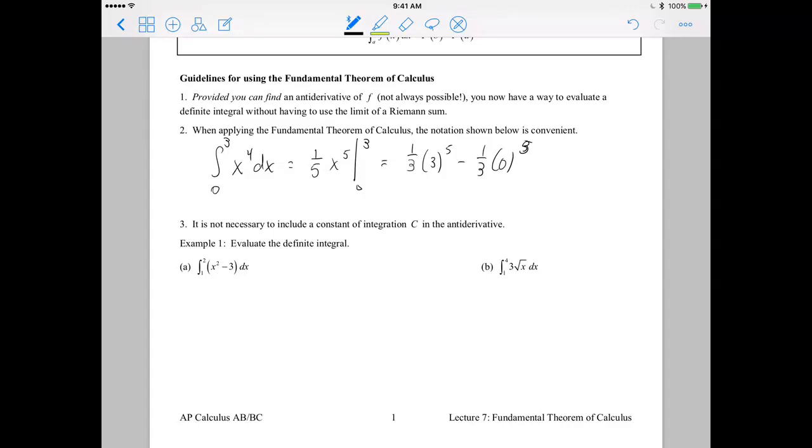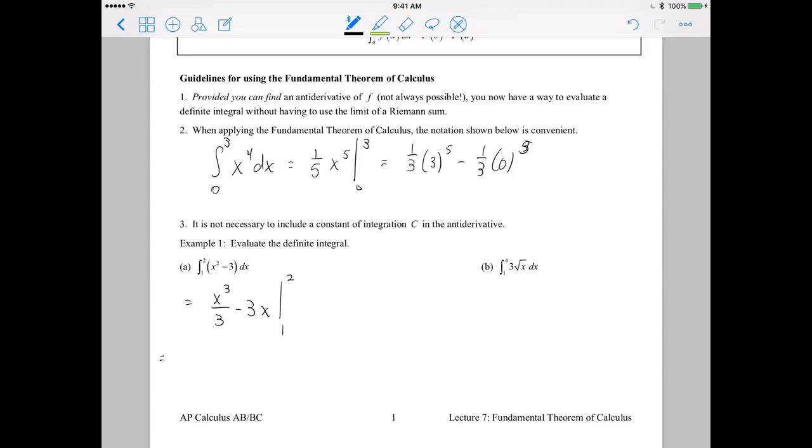Okay, so example 1, we want to evaluate the definite integral. So the first thing I have to do is find an antiderivative of the function. So in this particular case, the antiderivative is going to be x cubed over 3 minus 3x, and I'm going to evaluate that from 1 to 2.